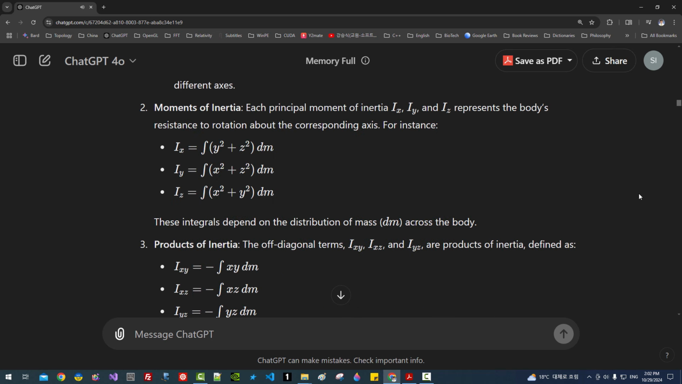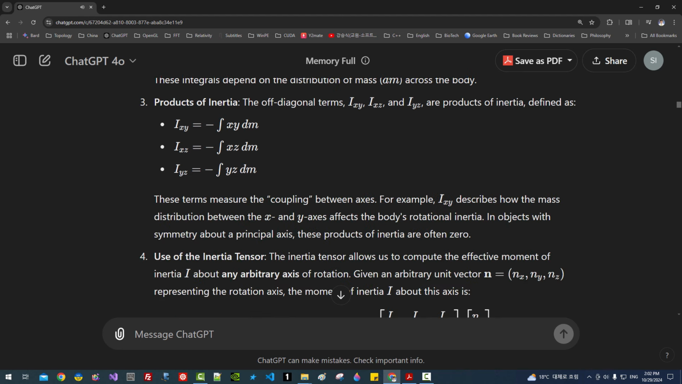2. Moments of inertia. Each principal moment of inertia Ix, Iy, and Iz represents the body's resistance to rotation about the corresponding axis. For instance, Ix equals the integral of (y squared plus z squared) dm, Iy equals the integral of (x squared plus z squared) dm, Iz equals the integral of (x squared plus y squared) dm. These integrals depend on the distribution of mass dm across the body.